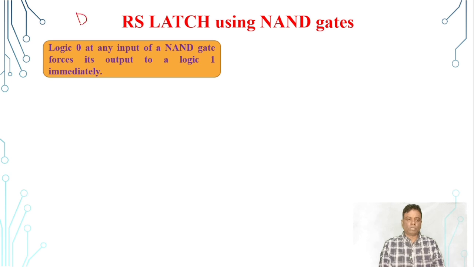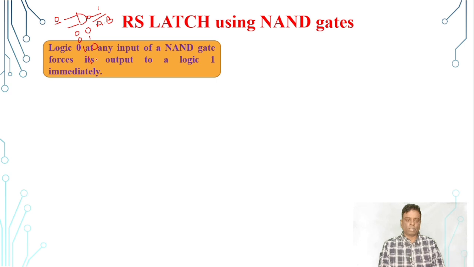And what is the output of this NAND gate? If A and B are the two inputs, then the output is A dot B, complemented. So this is the output of a NAND gate. If any input of the NAND gate is 0, it forces the output to be 1. You can see over the two-input NAND gate, the different combinations of A and B: 0 0, 0 1, 1 0, and 1 1.